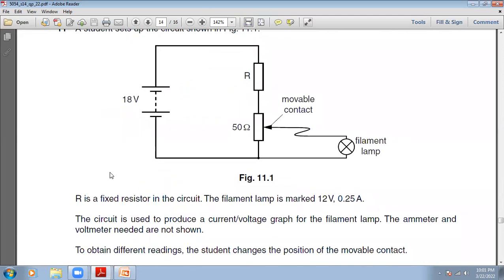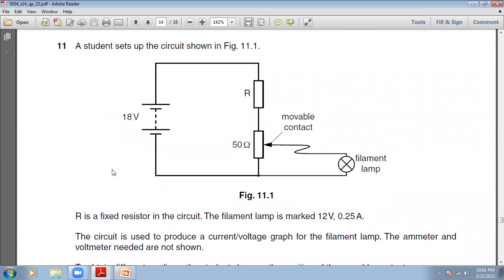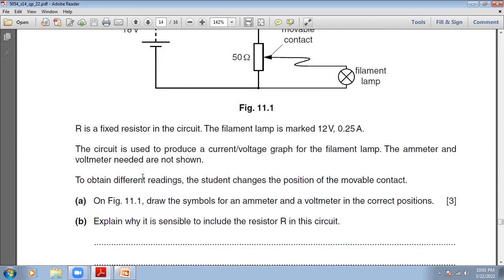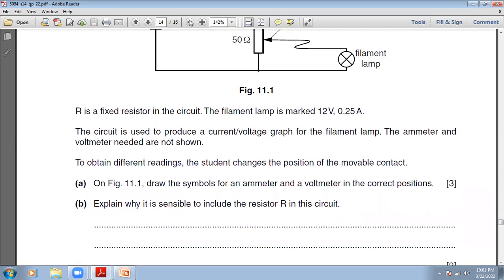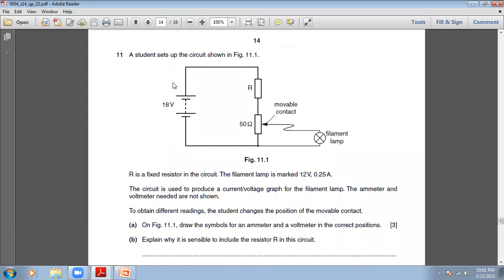Next question. The next question coming up on your screen is question number 11. A student sets up the circuit shown in the figure. So here we have a battery, 18 volt is the EMF of the battery, and here is a fixed resistor, and here is a 50 ohm resistor. Here's a movable contact. Here is a filament lamp connected with this movable contact. He says that R is a fixed resistor. Let me reduce the size so you can see the whole thing. R is a fixed resistor in the circuit.